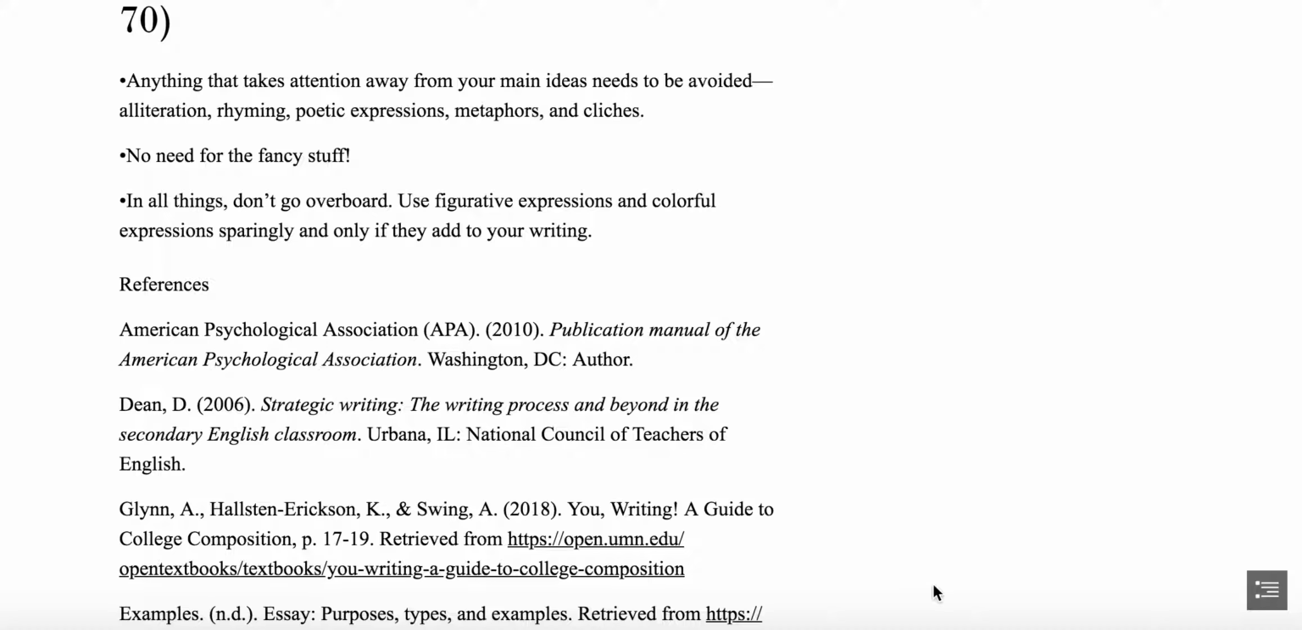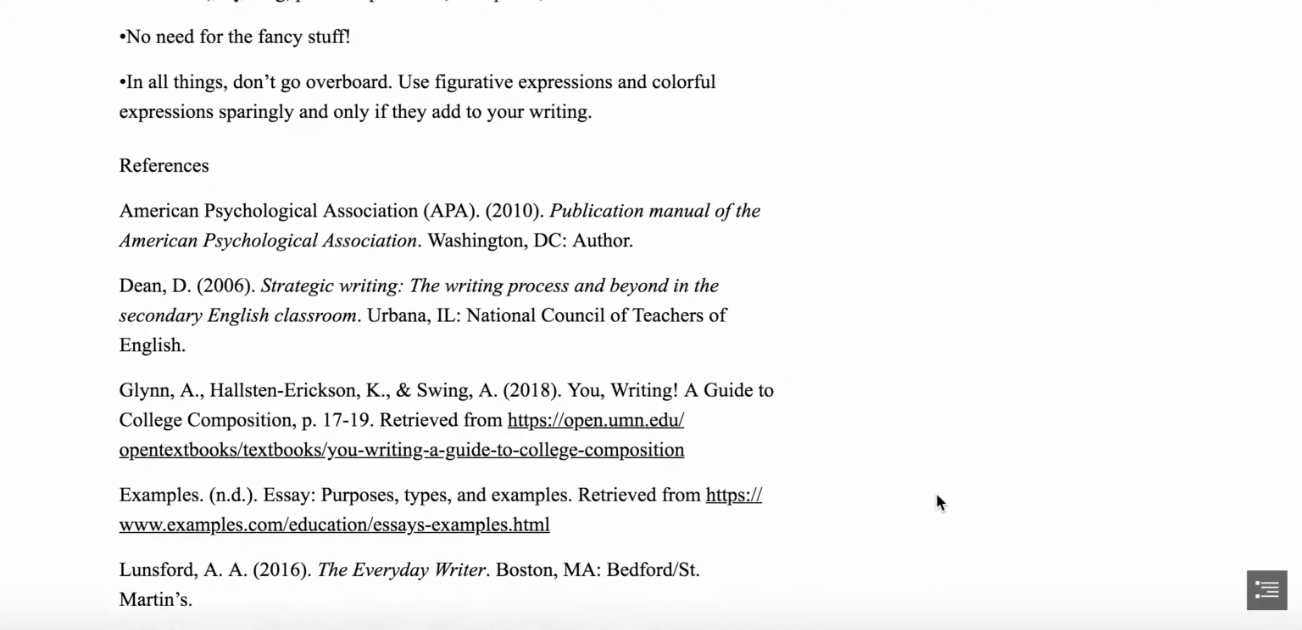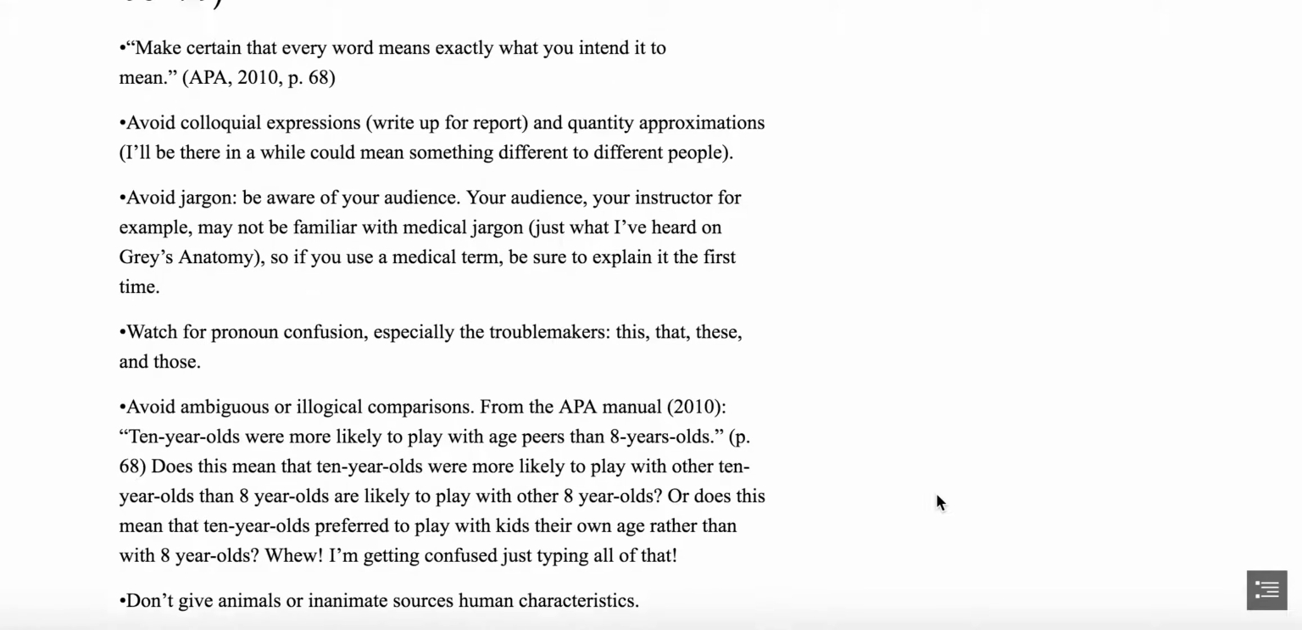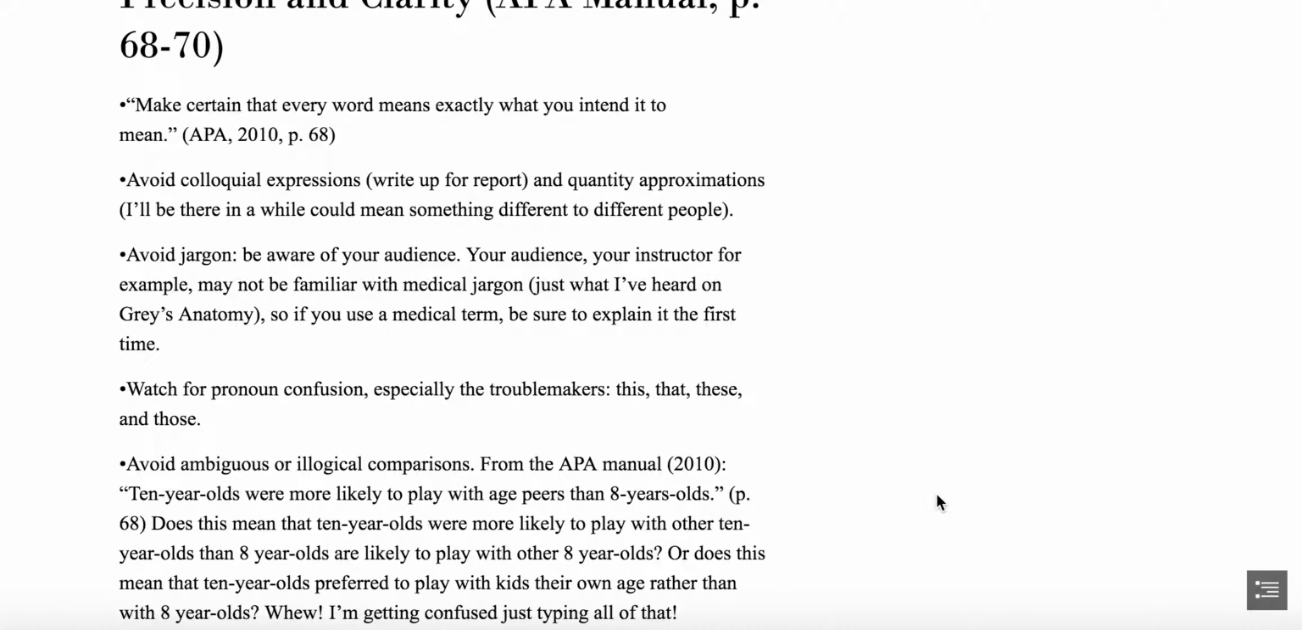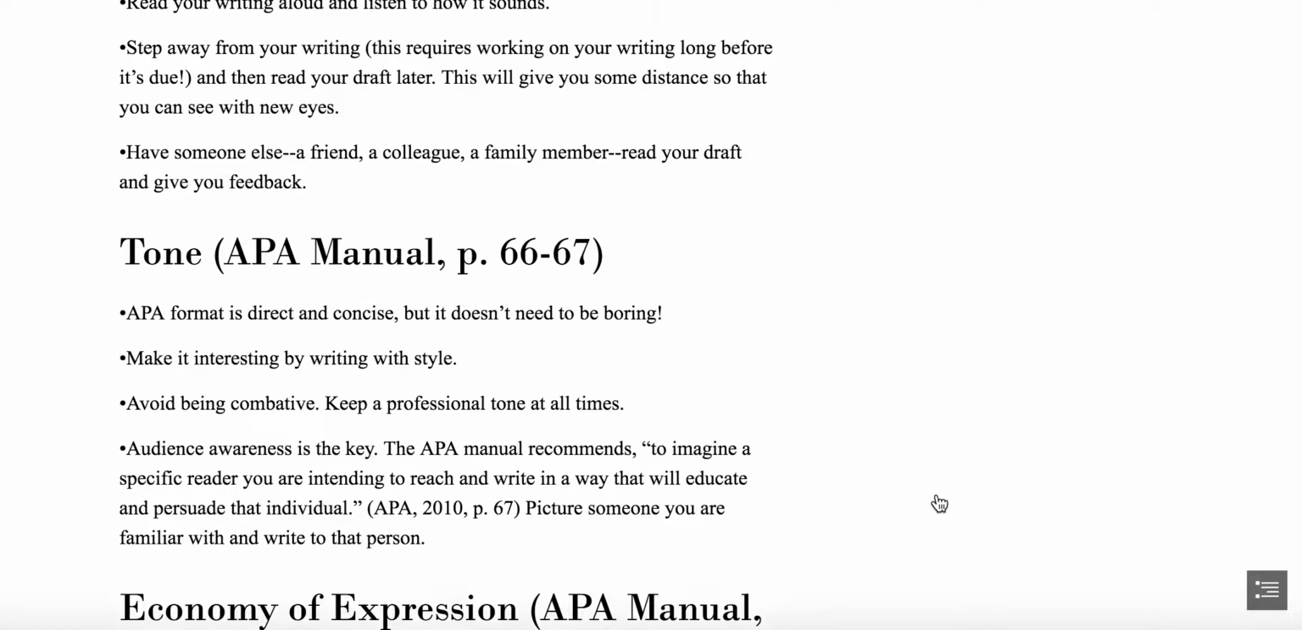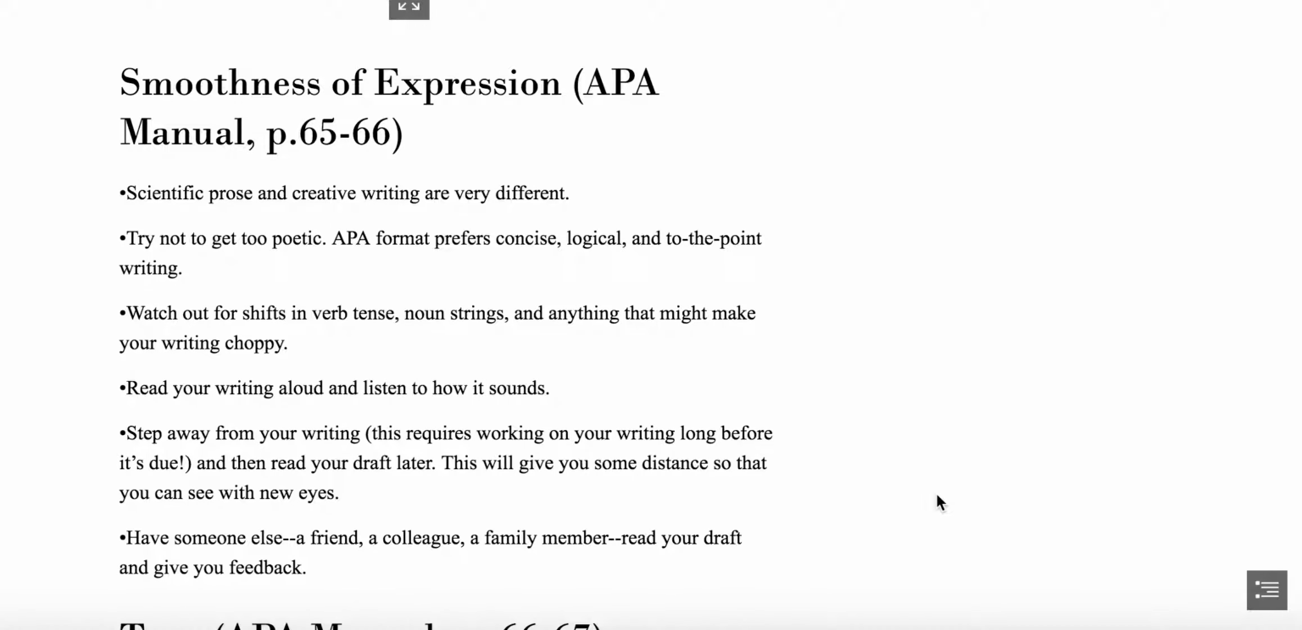All right, so that is the presentation for today. Good luck as you go through your essay. Look at all these different things. Look at your paragraphs, look at your words, look at your sentences, and examine your writing a little bit closer to see if what you're saying is being said in the most effective way possible.